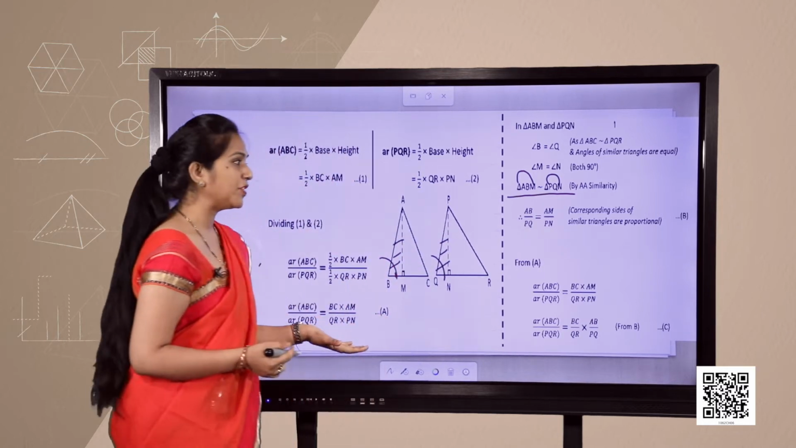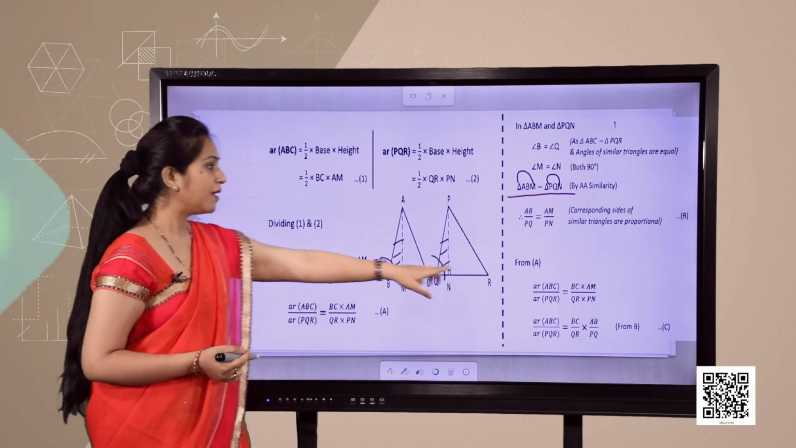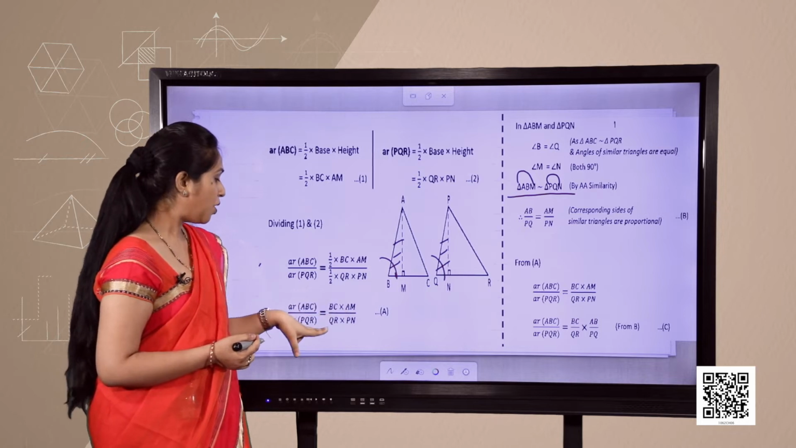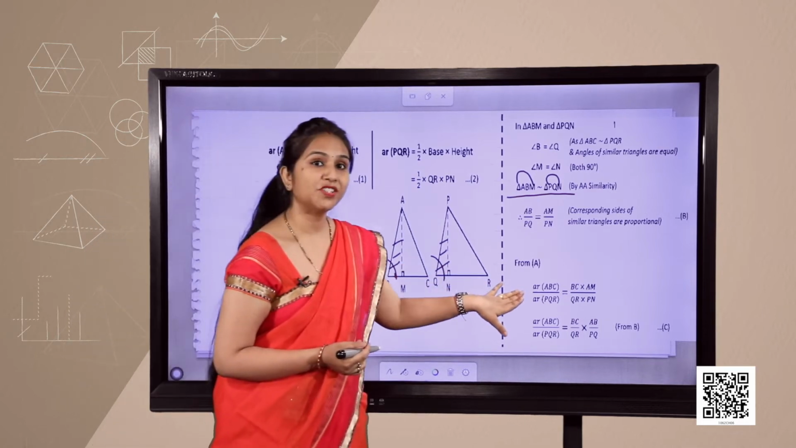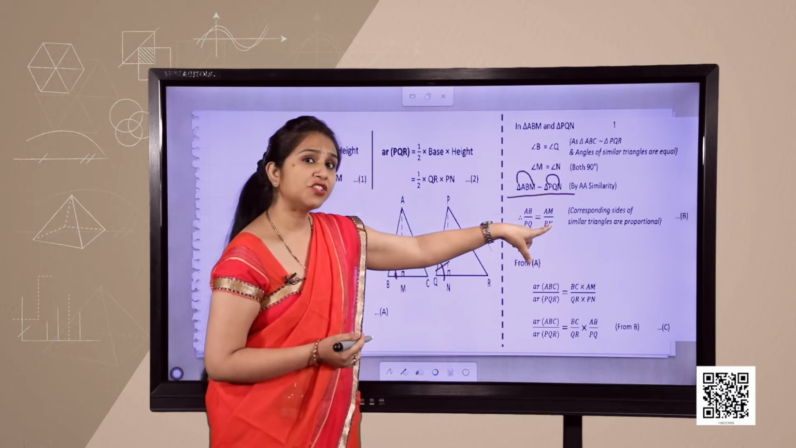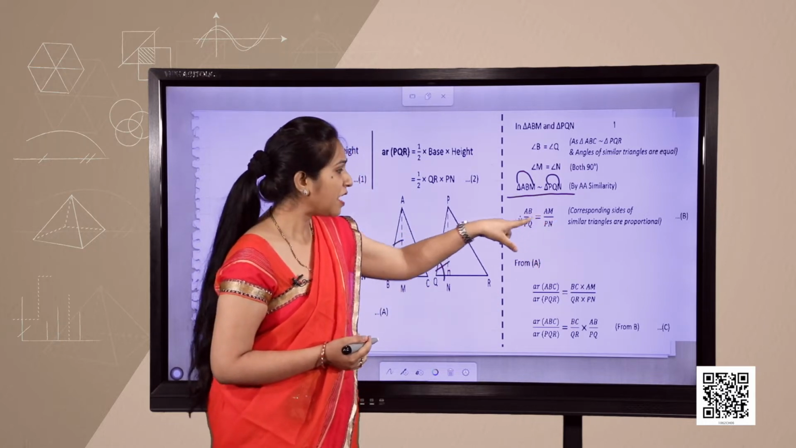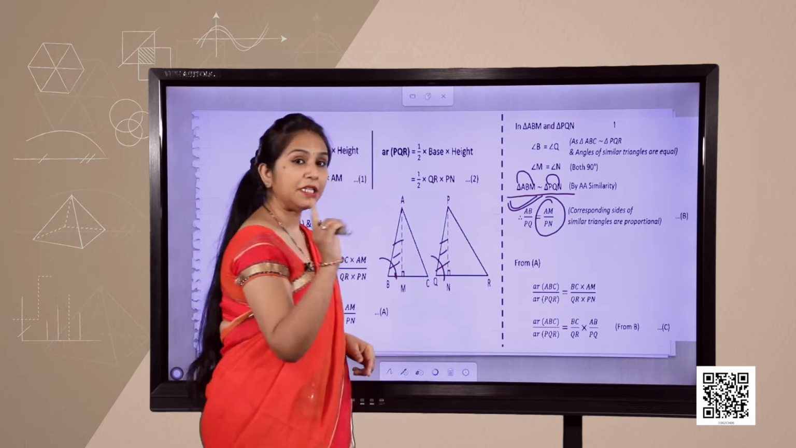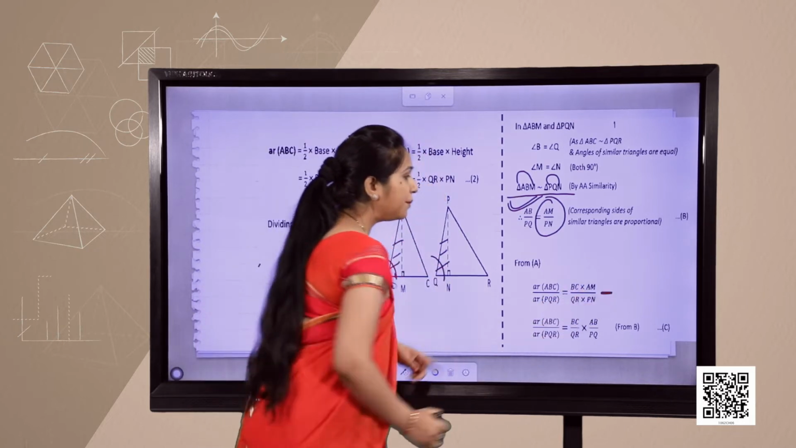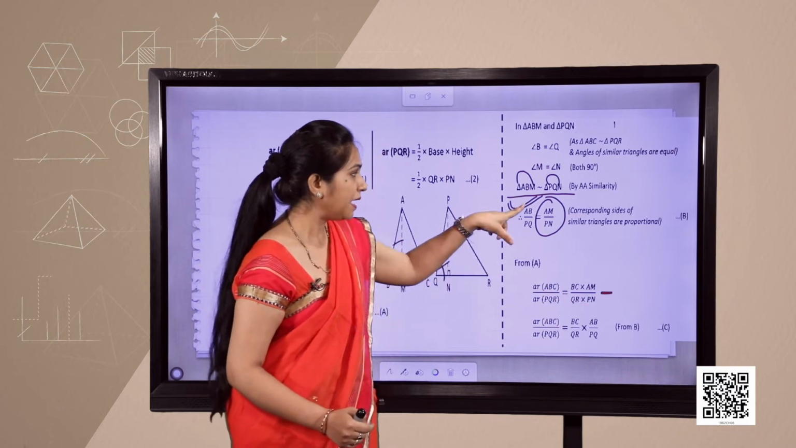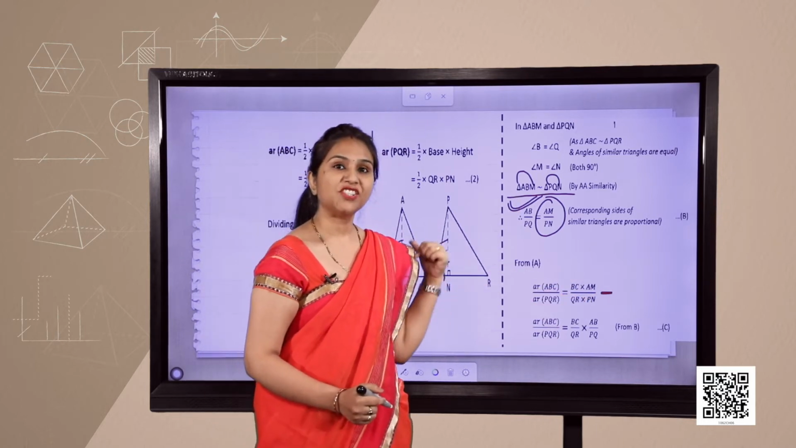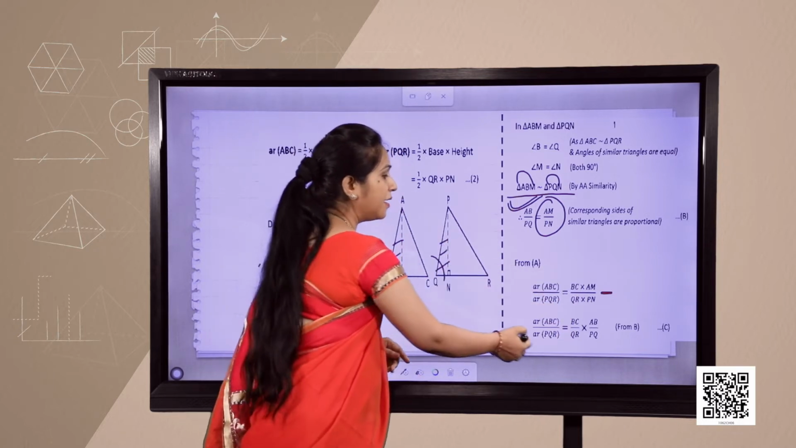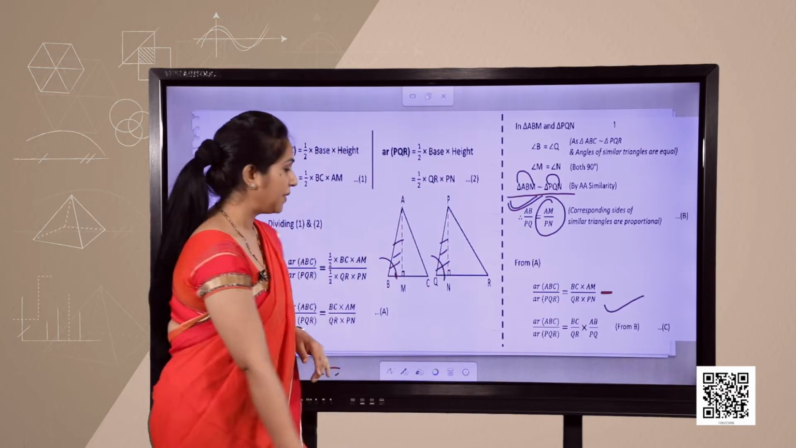Now, come back to your equation number 1. Your equation was area of ABC upon area of PQR is equal to BC into AM upon QR into PN. This is your equation number 1. But what have we proved in equation B? In equation B, we are showing that AM upon PN is equal to AB upon PQ. It means here in this step, I am going to replace this AM upon PN by AB upon PQ. So, using equations A and B, replace AM by PN by AB by PQ, and here you got your equation number C.